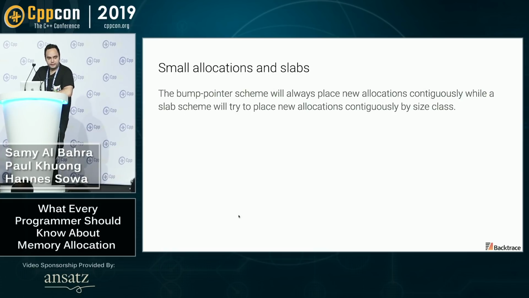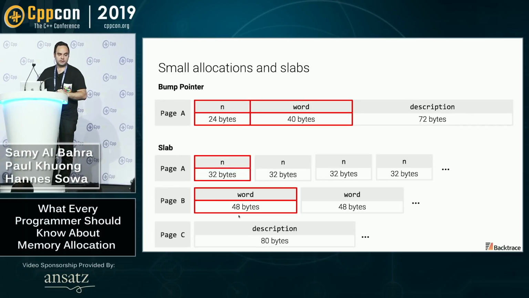The reason for this is the fact that the bump pointer scheme will place allocations contiguously, while the slab scheme will place allocations contiguously by size class. In this situation, we have a 32-byte allocation, a 64-byte allocation, and then another 32-byte allocation for the actual linkage to node. And so you'll end up with a memory layout that looks like this.